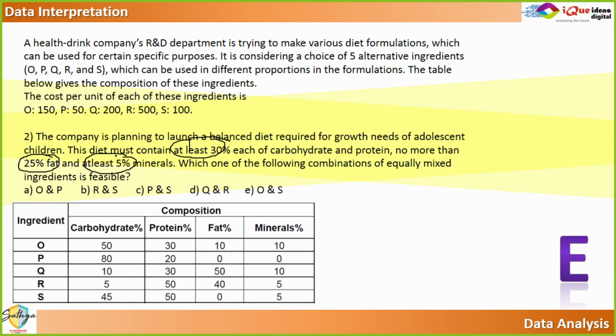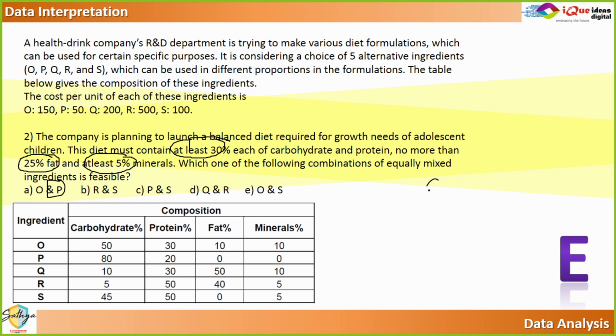Carbohydrate should be more than 30%. Protein should be more than 30%. Fat should be maximum 25%. Mineral should be minimum 5%. These are the conditions. Did you understand the conditions? Okay. Now let's take the first option, O and P.